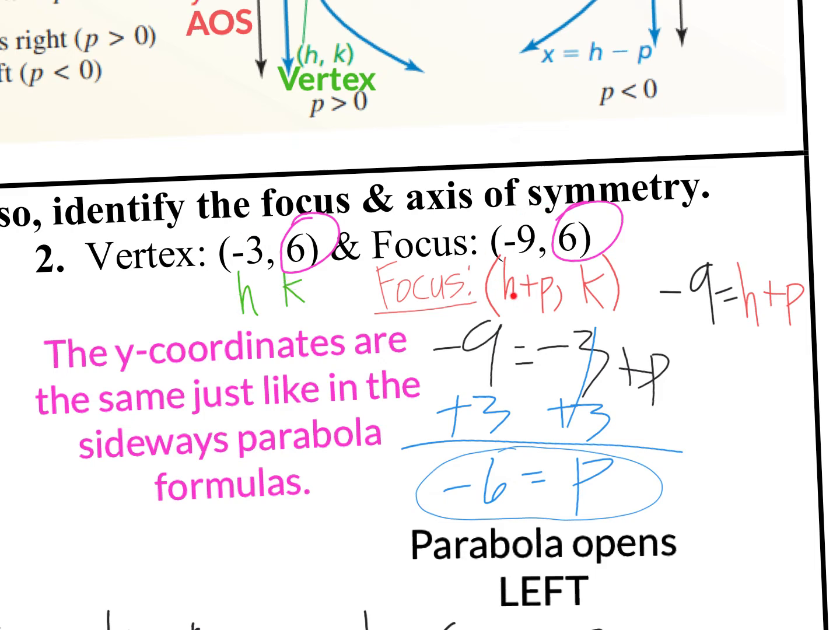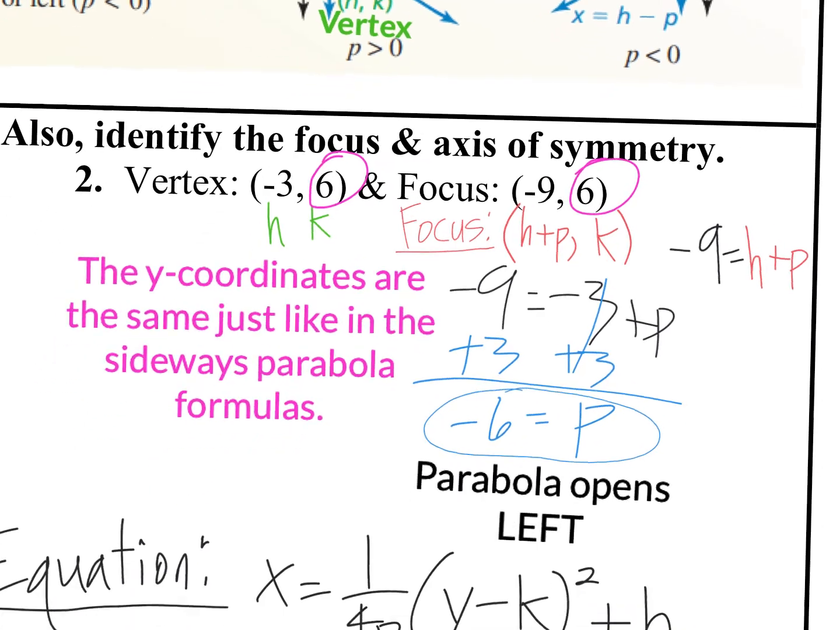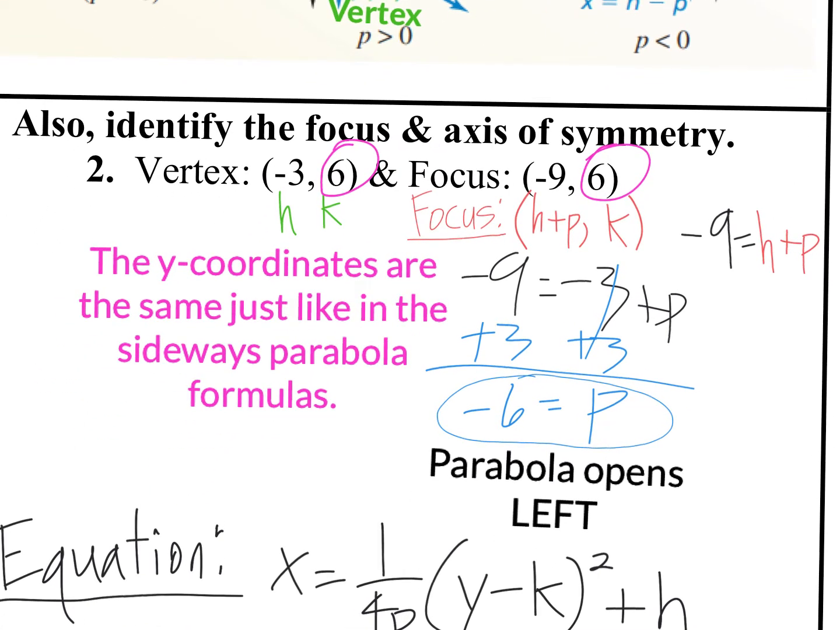And then all I know right now is that h plus p is making -9, okay? So I know my h is -3, so I'm going to write -9 equals -3 plus p. And so I can add 3 to the other side. -9 plus 3 is -6. So my p is -6, okay? So I previously established that we're dealing with a left or right horizontal parabola. And so since p is negative, that means it's going to open leftwards, okay?